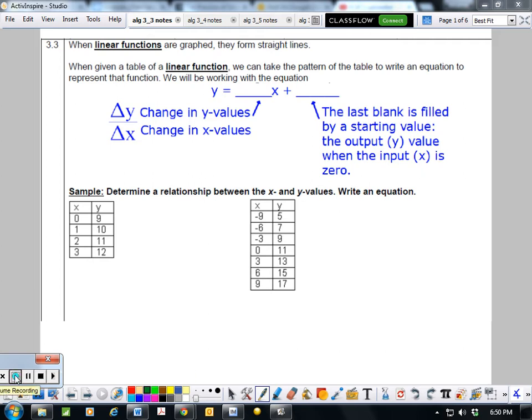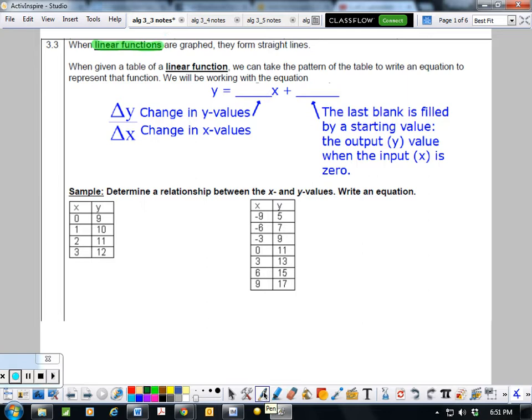Okay, so now to section 3.3 in algebra. And now we're going to look particularly at linear functions. So when we're graphing functions and they form a line, they're called linear functions. And when we give a table of linear functions, there's actually a pattern to the table. We can look at how the x values change and how the y values change to get an idea of how to write an equation that will represent that table.